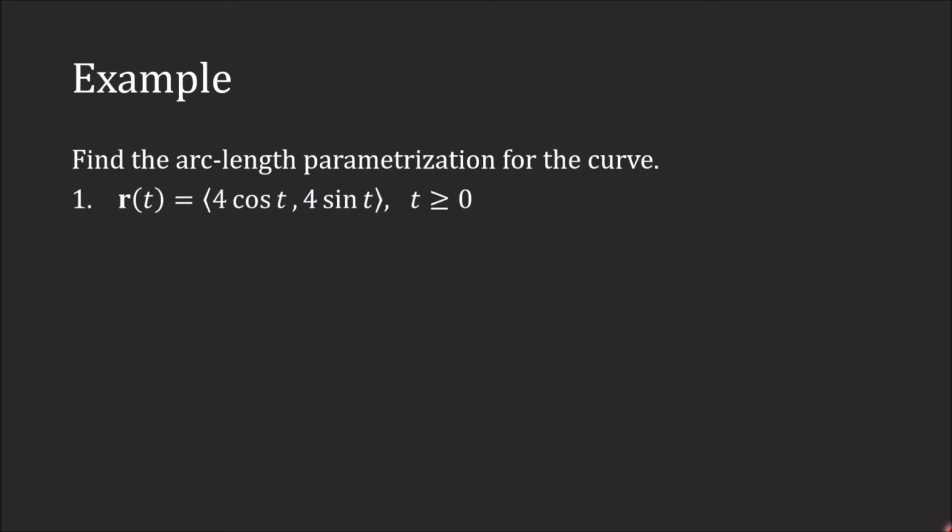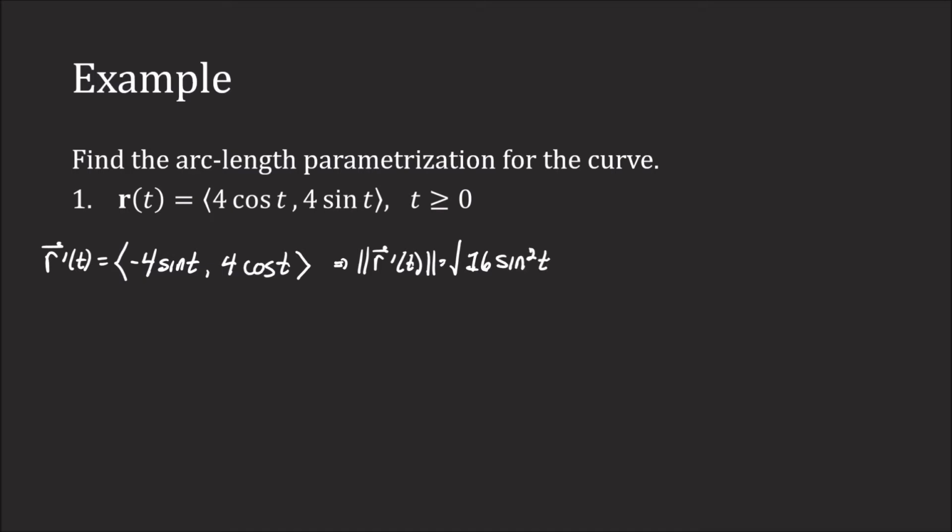So we're going to find the arc length parameterization for the curve given by 4 cosine t, 4 sine of t, where t is greater than or equal to 0. So the first thing we need to do is find the arc length function. To do that, we first need r prime, so negative 4 sine of t, 4 cosine t. Then we can calculate its magnitude: the square root of 16 sine squared plus 16 cosine squared, which is just the square root of 16, which of course is 4.